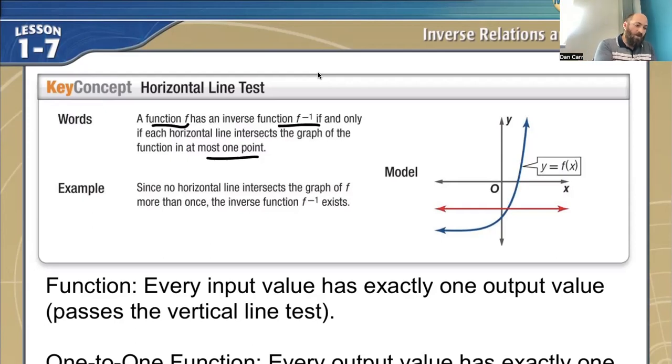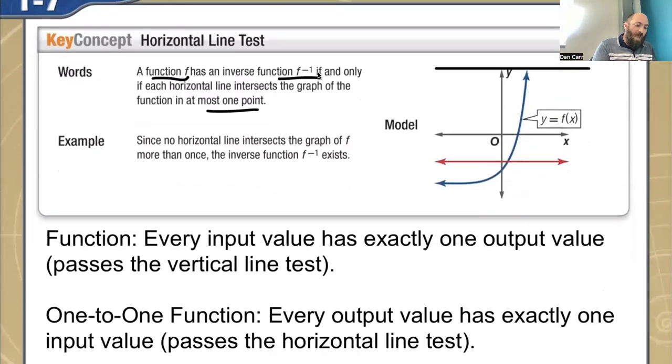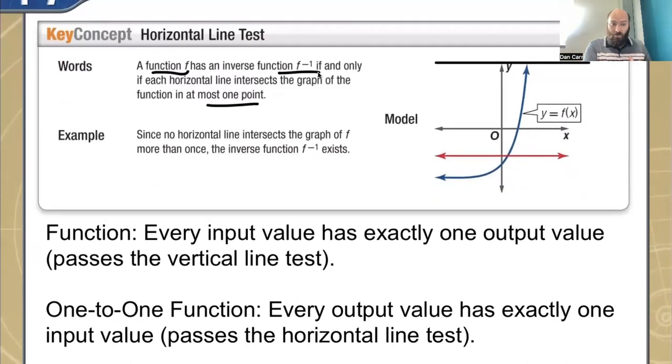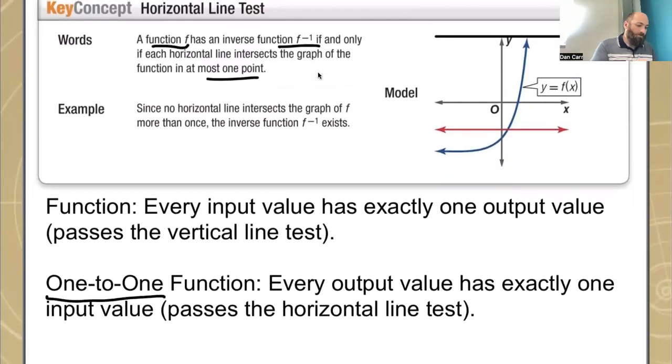When we look at this graph here, we can see the blue line. If I start like this, here's my horizontal line, and I drag it through, it's only hitting the blue graph at 1 point at a time. So this passes the horizontal line test. If a graph of a function f has an inverse, it's said to be 1-to-1. So a 1-to-1 function is one that does have an inverse function tied to it.